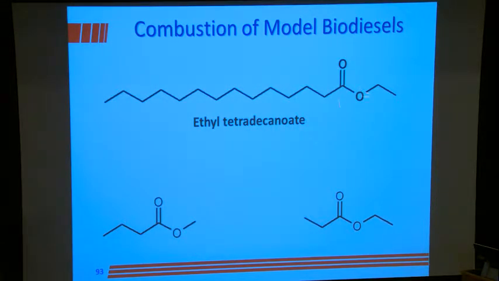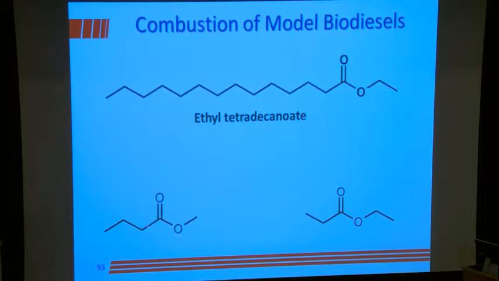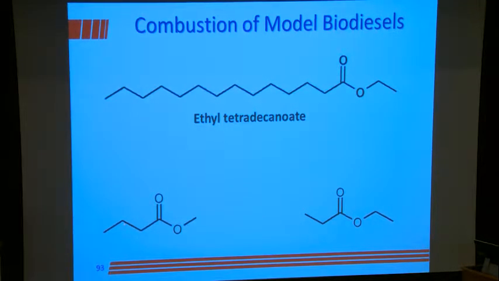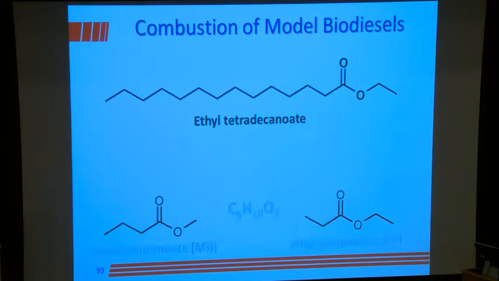If we look at this, let's try and look at the ester functional group, and this is a study we did in Galway, where we looked at methylbutanoate and ethylpropanoate. Both of these have a C5H10O2 molecular formula, but one is a methyl ester and the other an ethyl ester.